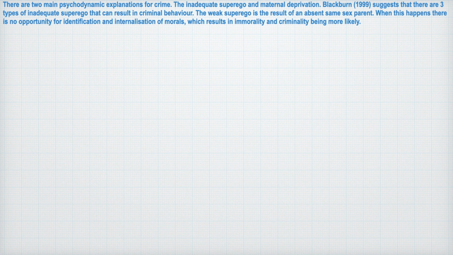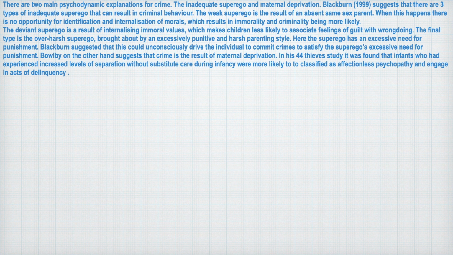And then this is what it would look like. There's a slightly longer outline in this one. All 3 forms of superego get a mention, which is obviously going to eat into your word count a little bit. Some of them get a little bit more detail than others, but that's fine. The over-harsh superego gets a proper mention because I've got an evaluation point about it, so I want to make sure that I've outlined it properly as well.